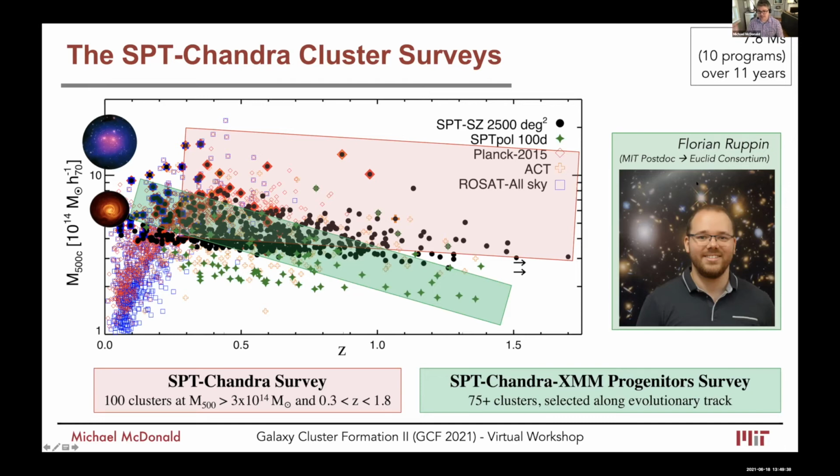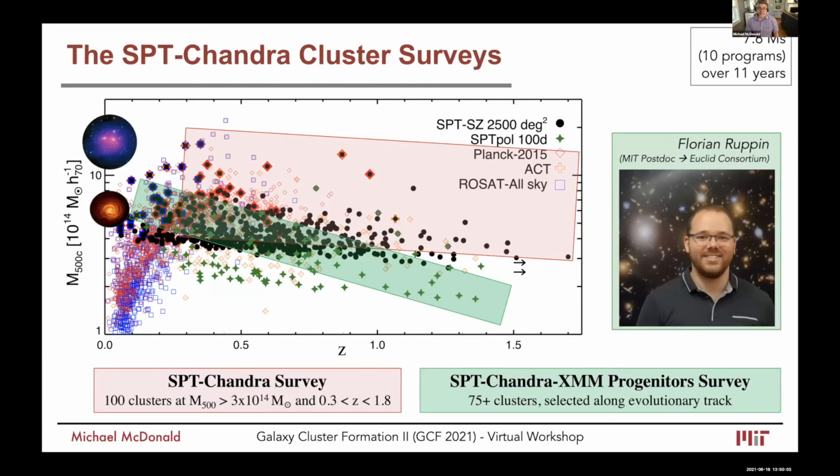And so this is work from here on out that's been entirely done by my postdoc Florian Ruppin, and so I'm trying to sort of publicize this as he makes his way through the postdoc track. And so this survey has been 75 clusters spanning similar redshift 0.3 to 1.5, but again now it's a common evolutionary track, which is the exciting bit.